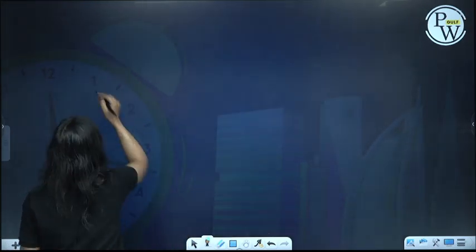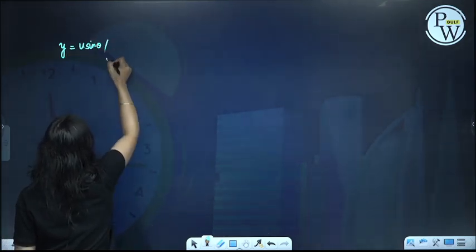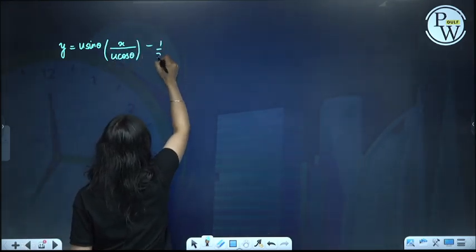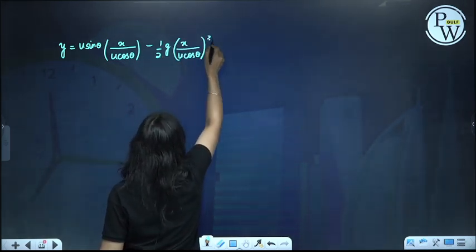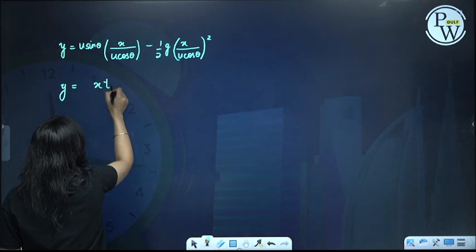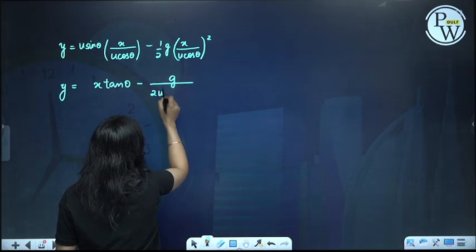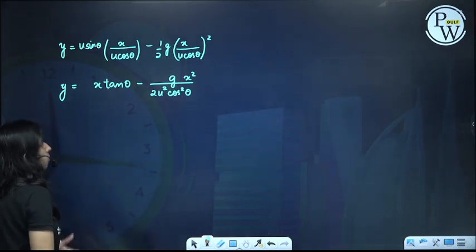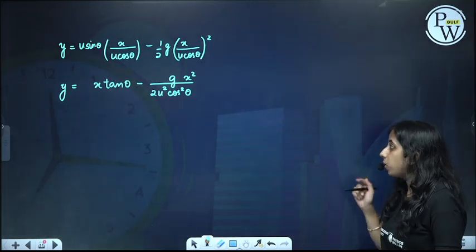Substitute this in y, so we will get y is equal to u sin theta into x divided by u cos theta minus half g into x divided by u cos theta whole square. So from here we will get y is equal to x tan theta minus g divided by 2 u square cos square theta into x square. This will be our equation of the particle's trajectory in xy plane.